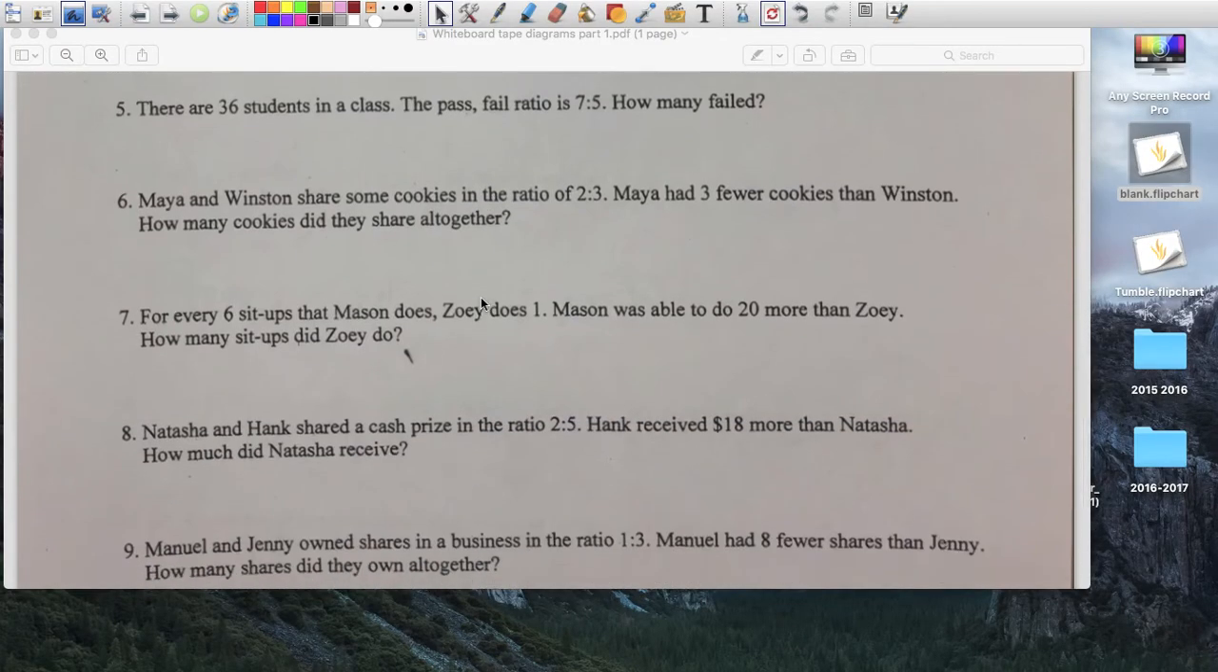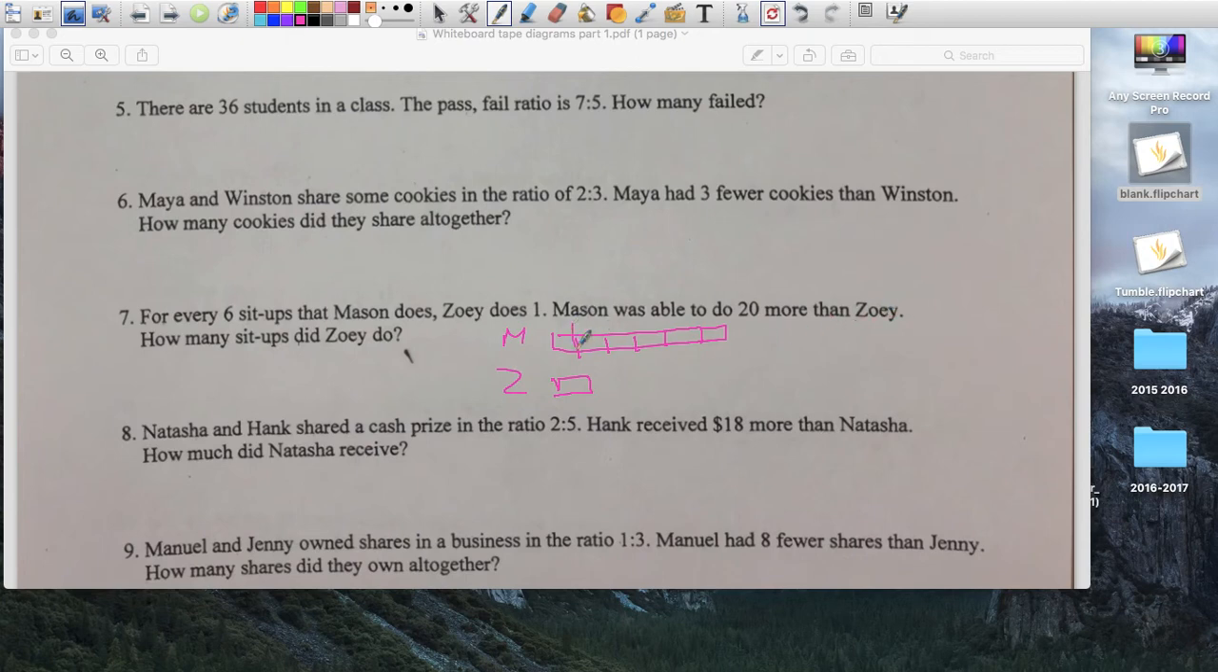6 sit-ups are still Mason and Zoe. So the ratio of 6 to 1. 1, 2, 3, 4, 5, 6. And Zoe can do just 1. So here's your ratio. Mason was able to do 20 more than Zoe.